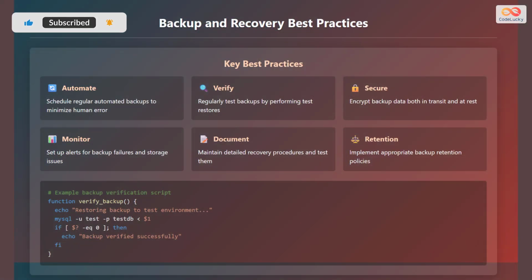Some of the best practices include: automate regular backups to minimize human error. Verify backups regularly by performing test restores. Secure backup data both in transit and at rest through encryption. Monitor backups in storage, setting up alerts for failures and issues. Document recovery procedures and test them periodically. Implement appropriate backup retention policies. Here is an example of backup verification script.